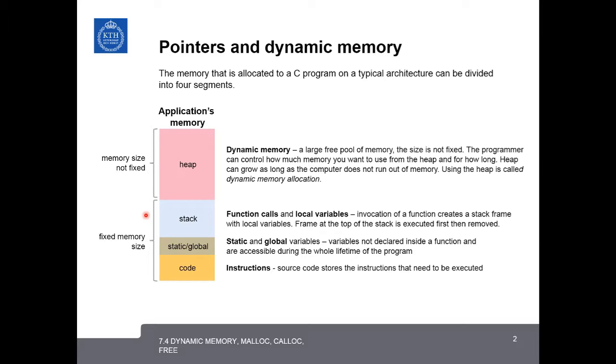If, for example, you don't know the size of an array until the program runs, you cannot keep it in the stack. It has to be kept in the dynamic memory. The dynamic memory, also called the heap, can change in size. You, as the author of the program, control how much memory you want to use from the heap and for how long you want to use it. The heap can grow as long as the computer does not run out of memory. When you use the heap, this is called dynamic memory allocation.